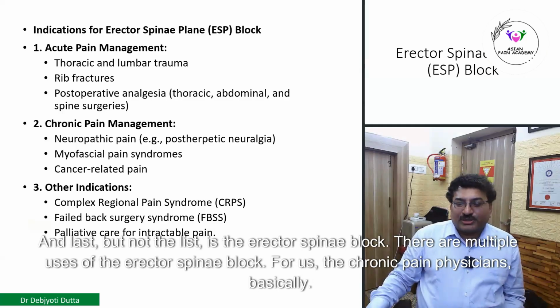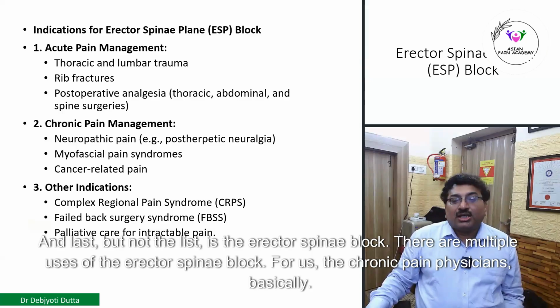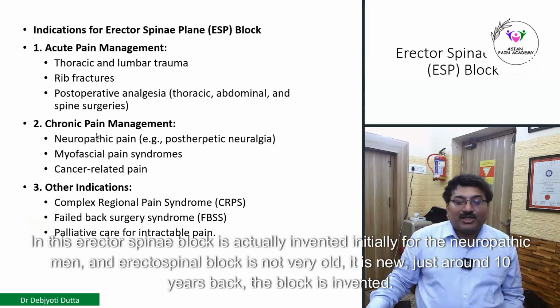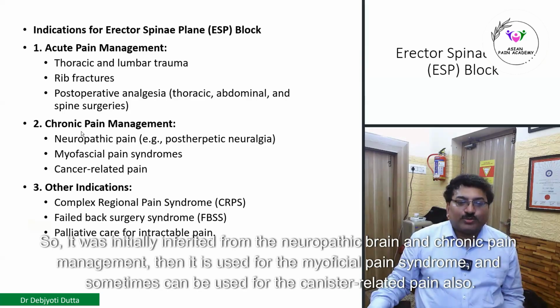Now, last but not the least is the erector spinae block. There are multiple uses of the erector spinae block for us, the chronic pain physicians. Basically, it is the myofascial pain and sometimes the neuropathic pain. Remember, the erector spinae block was actually invented initially for neuropathic pain, and it is not very old, it is new, just around 10 years back the block was invented. So it was initially invented for neuropathic pain in chronic pain management, then it is used for the myofascial pain syndrome, and sometimes can be used for cancer related pain also.